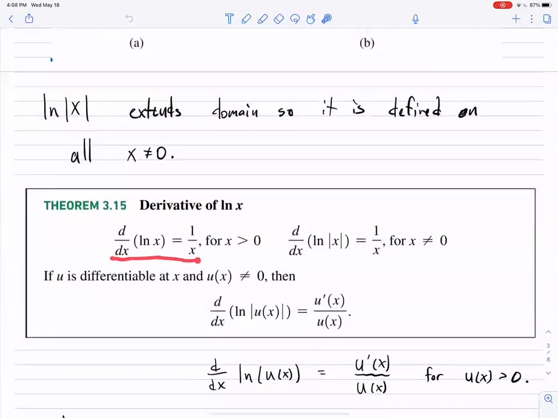The derivative of natural log of x is 1 over x, and the derivative of natural log of absolute value of x is 1 over x. This one's true for positive x. This one's true for all x, as long as x is not 0.